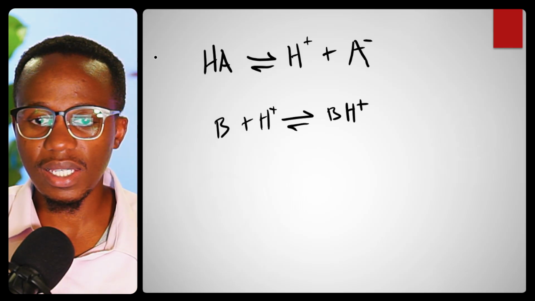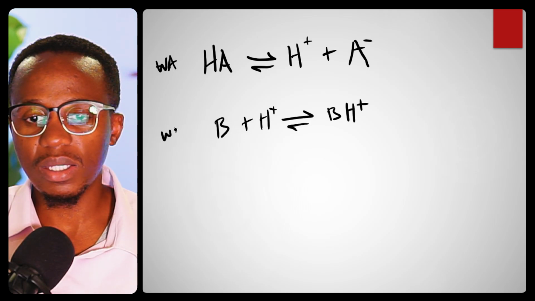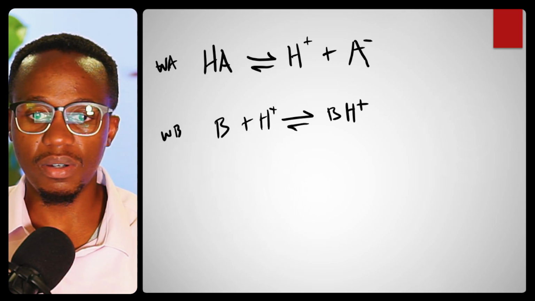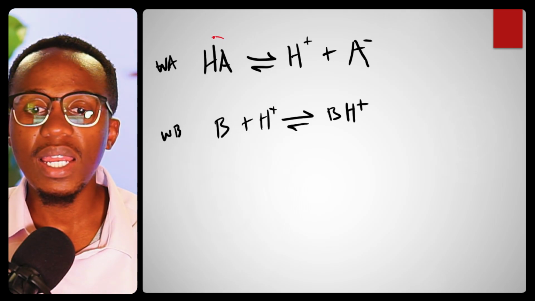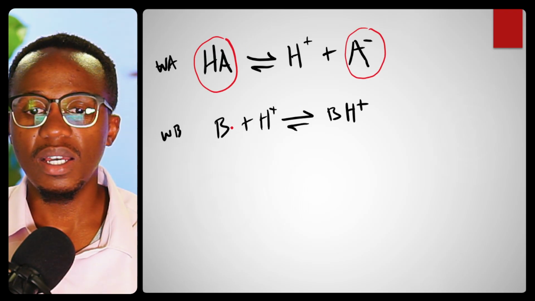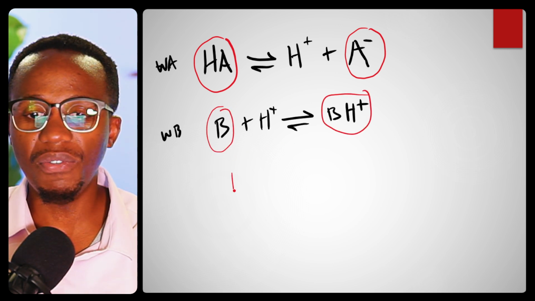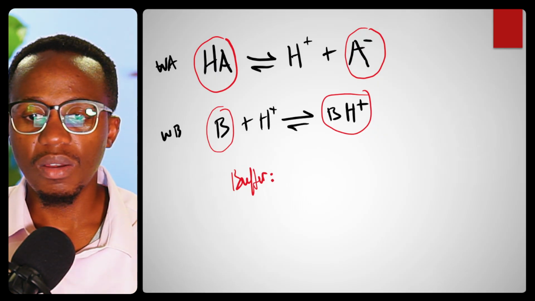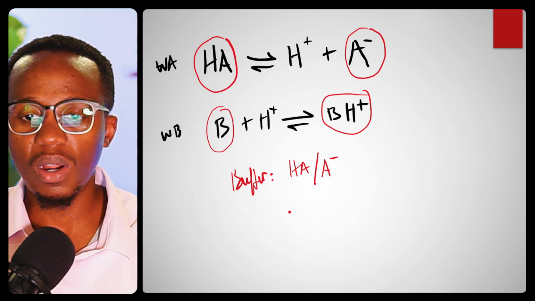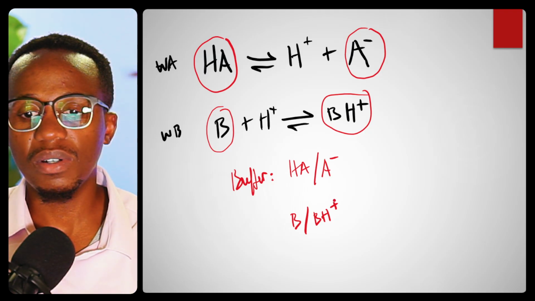So this is a weak acid, WA. This is a weak base. A buffer is something that will contain both a weak acid and its conjugate base, or something that has both the weak base and its conjugate acid. So a buffer system will contain two pairs, HA and A minus, or B/BH plus. That's the difference in the buffer.